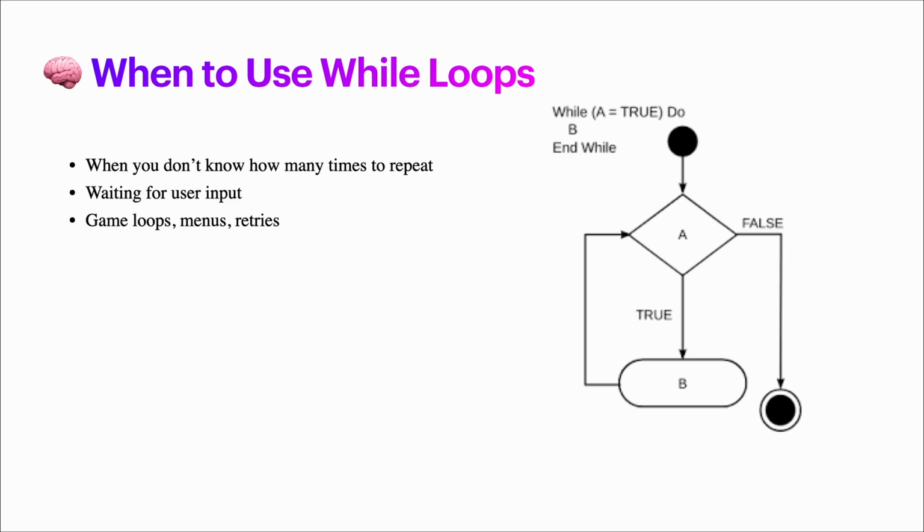What about menus? Those hamburger menus you click on your website, the menus with three lines. When you click on them, they expand. When you click on the X, they disappear. Those are loops. What about retries in a game? You die and you come back, you die and you come back. That is also a loop.